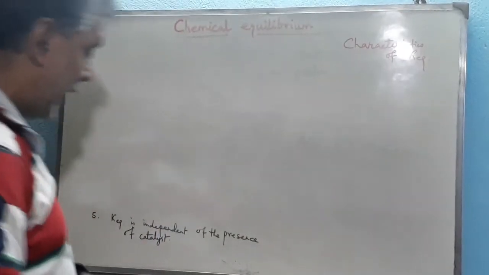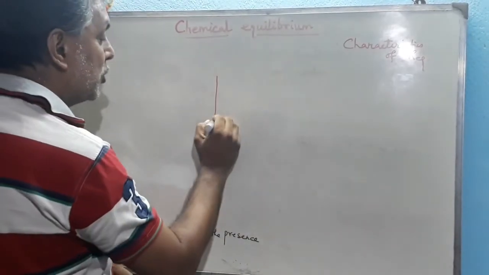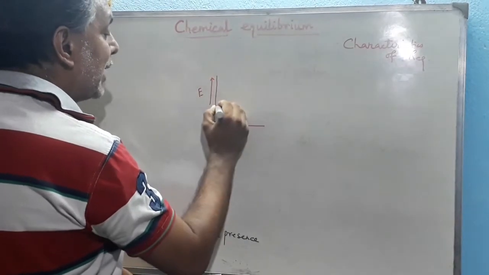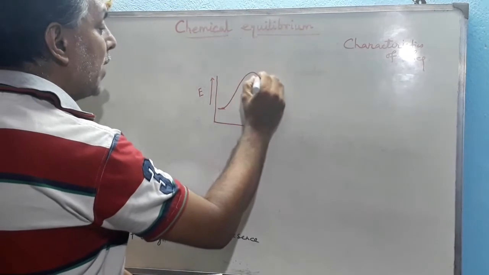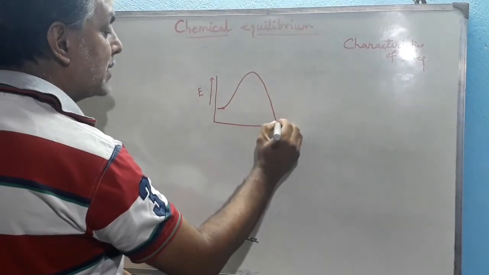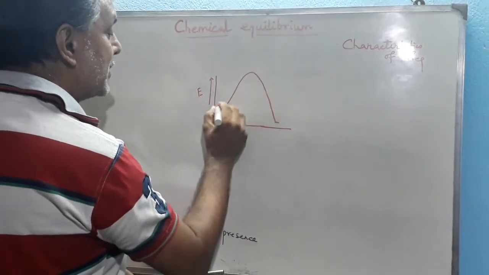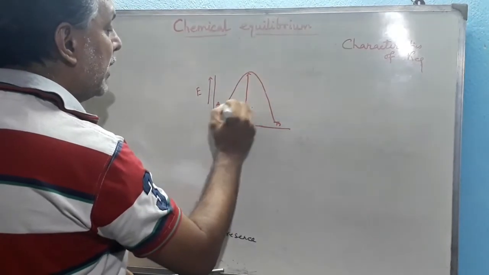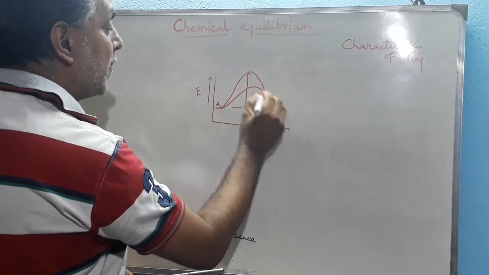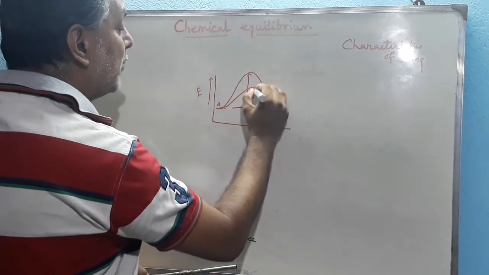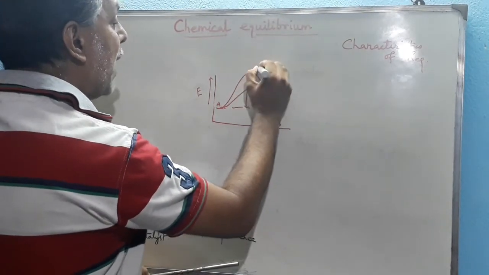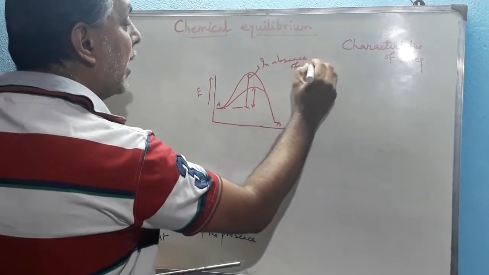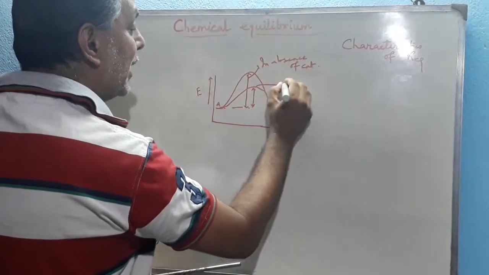K equilibrium is independent of the presence of catalyst, because we know that catalyst only decreases the activation energy of the reaction. Catalyst only decreases the activation energy of the reaction. This is the activation energy. So it actually helps to reach the equilibrium readily. So this is in absence of catalyst, and this is in presence of catalyst.